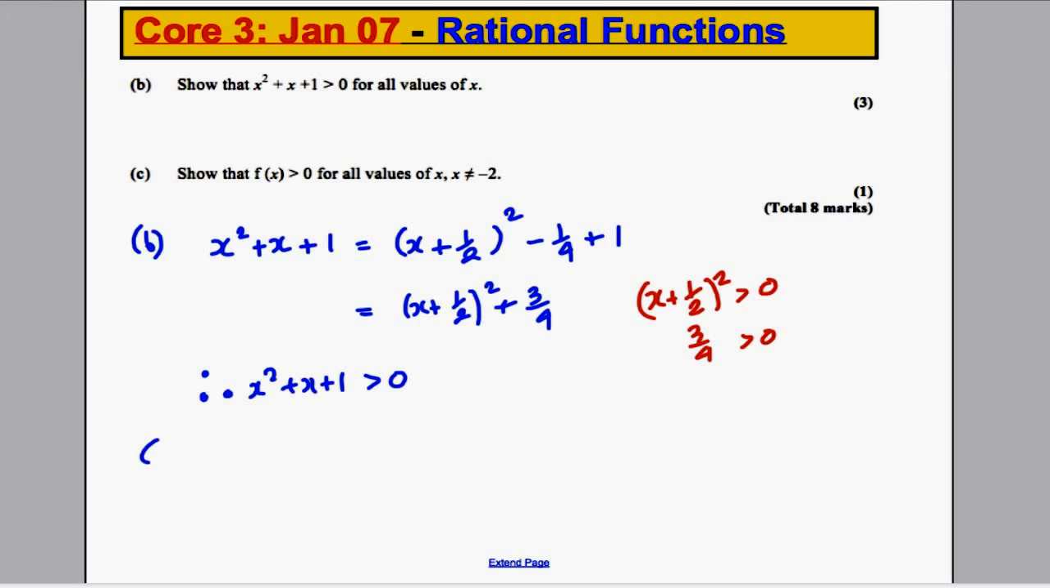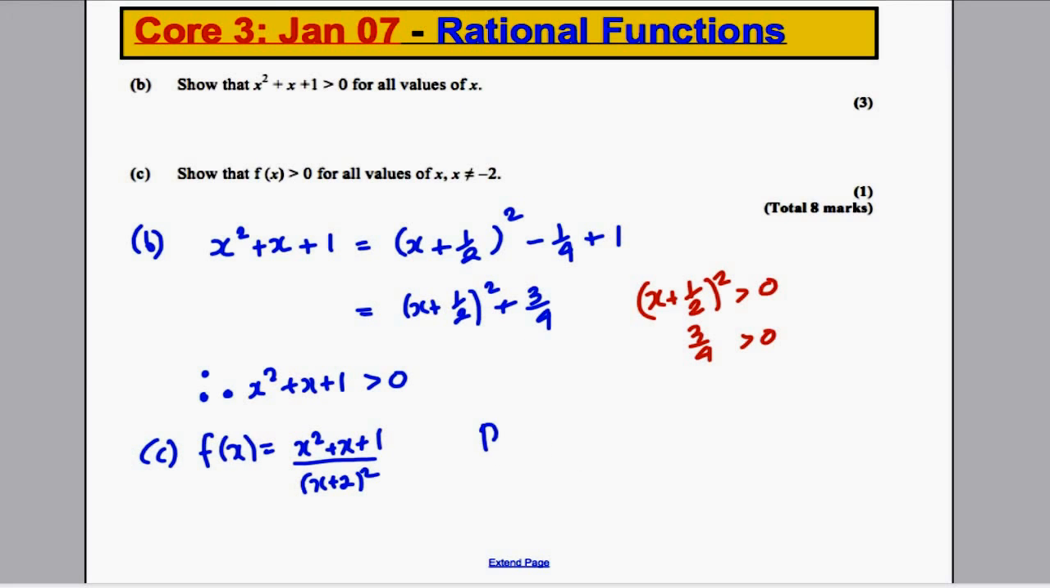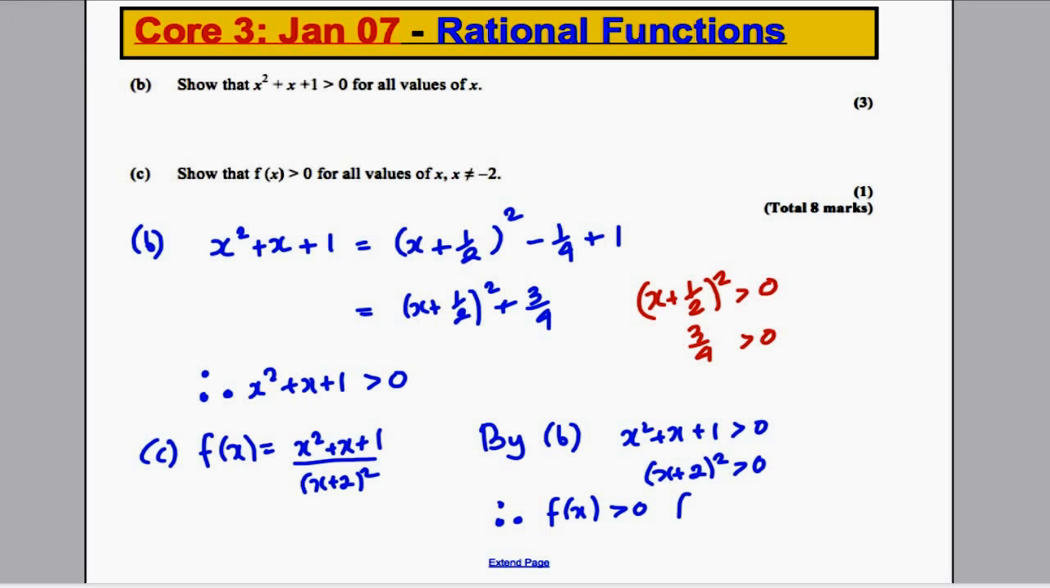And part C, hence show that f of x is bigger than 0 for all values of x. Well, we knew that f of x was equal to x squared plus x plus 1 over x plus 2 squared. I'm fairly sure from the previous slide, x plus 2 squared, yes. Well, we know by part B, we know x squared plus x plus 1 is bigger than 0. And we also know that x plus 2 squared is bigger than 0. It's a square number. Therefore, f of x is bigger than 0 for all x. And we're done. Next question, pause, have a go.